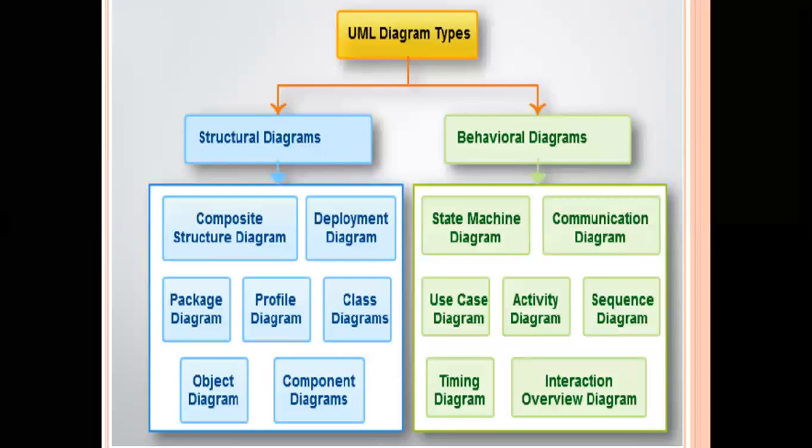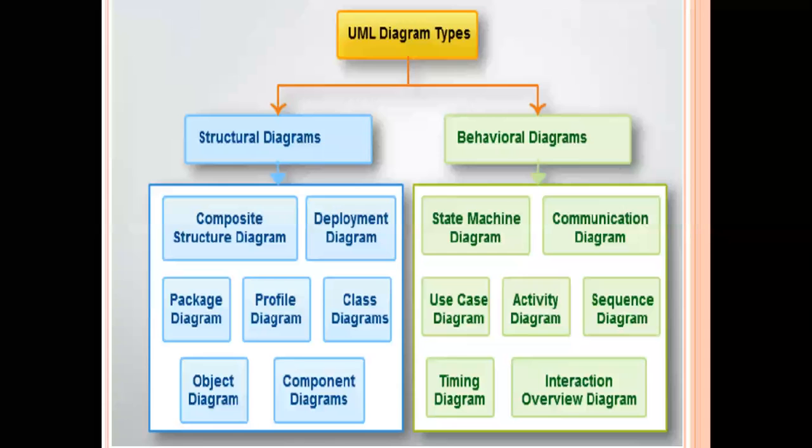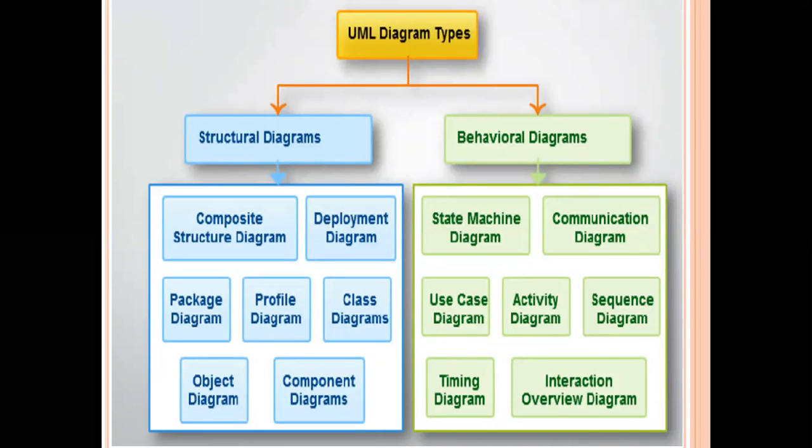Now see the UML diagram types. There are two types of UML diagrams. One is structural diagrams, another is behavioral diagrams. Structural diagrams consist of composite structure diagram, deployment diagram, package diagram, profile diagram, class diagram, object diagram, and component diagram. These are the structural diagrams.